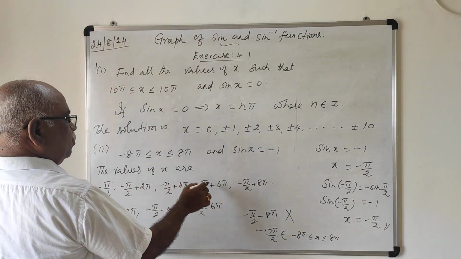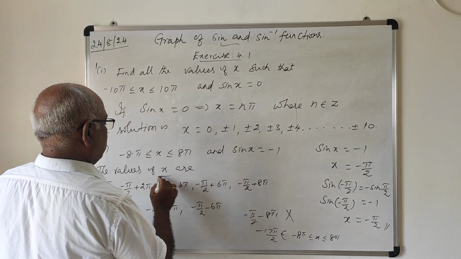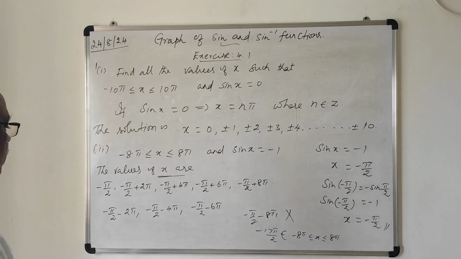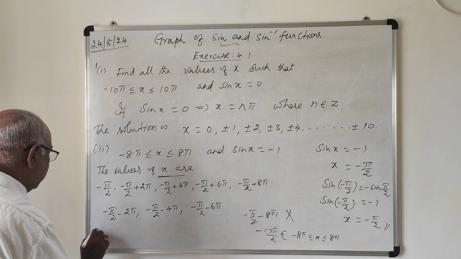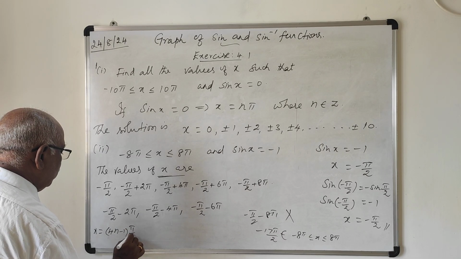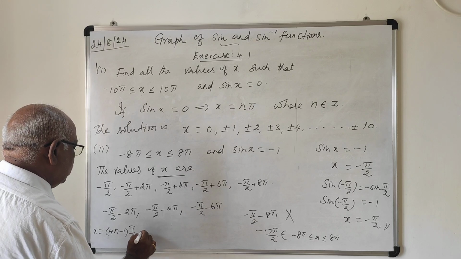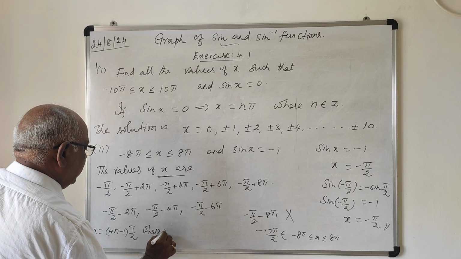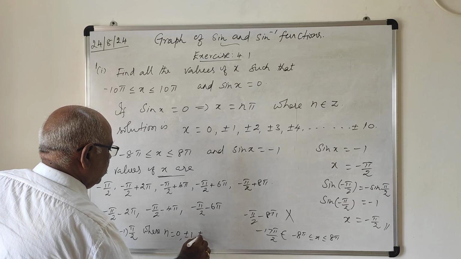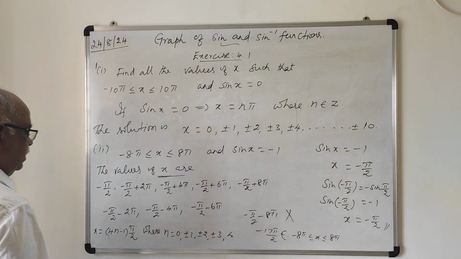The 1, 2, 3, 4, 5, 6, 7, 8 values are the values of x. These are the 8 values of x. Okay, it can be expressed as x equal to (4n minus 1) times pi by 2. Combining these values, you can write 4n minus 1 into pi by 2, where n equal to 0, plus or minus 1, plus or minus 2, plus or minus 3, and 4 only.